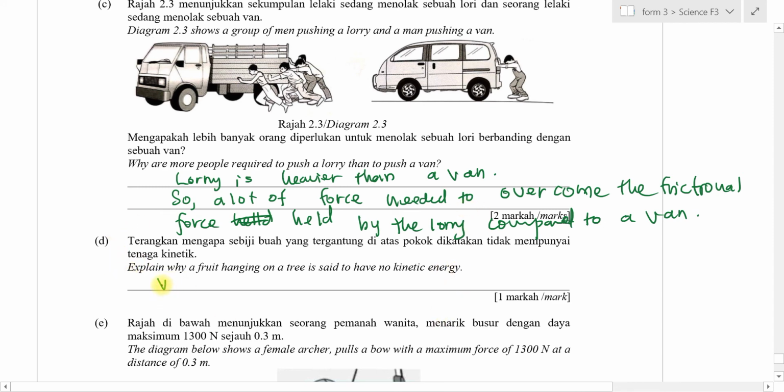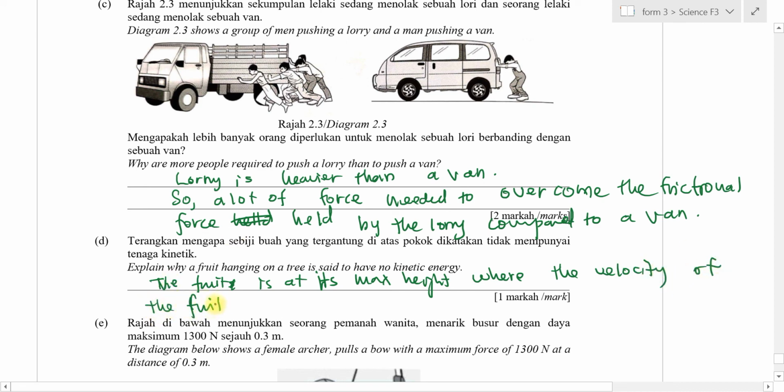When the fruit is at its maximum height, the velocity of the fruit is zero. Hence, the kinetic energy is zero. That will be the answer.